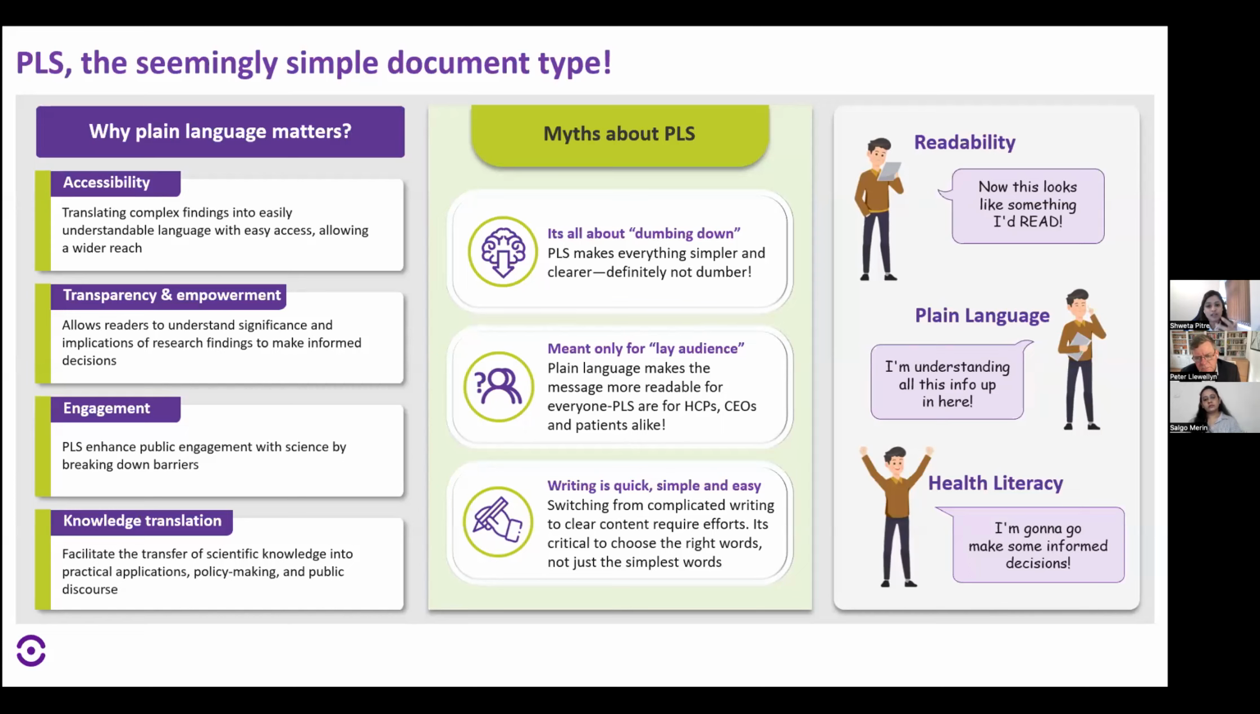Even a newbie, anybody can write plain language summaries. No, that is not true. It is very important because switching from complicated writing to clear content requires a lot of effort. It's critical to choose the right words. It's very easy to say, okay, let's use simple words. No, the right words are important. So a plain language summary is just a seemingly simple document type, if I may say so.